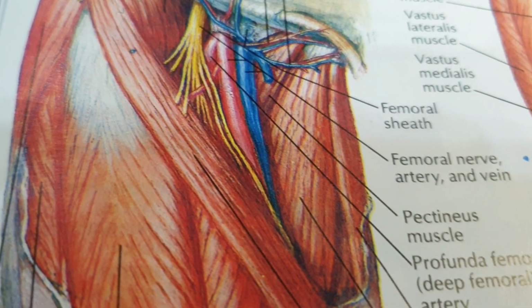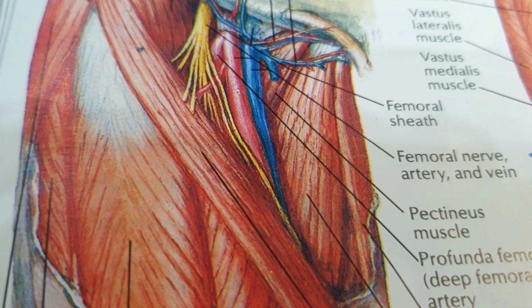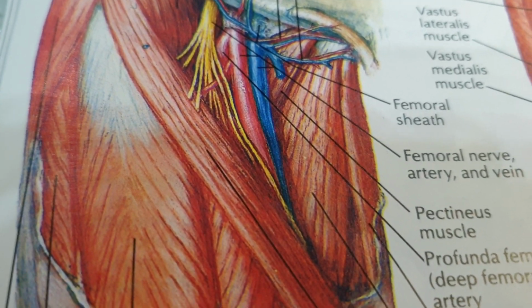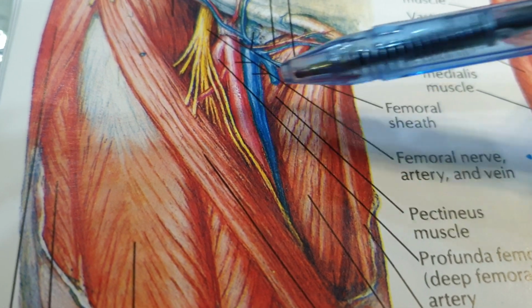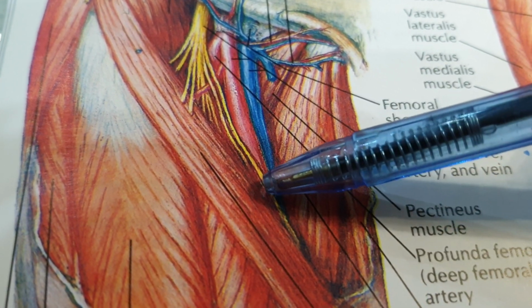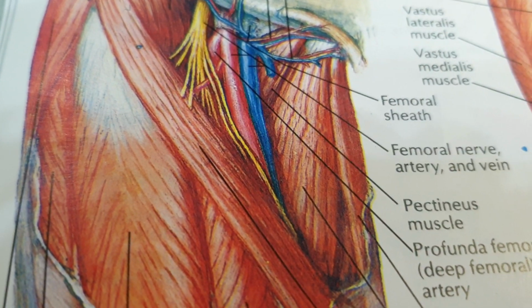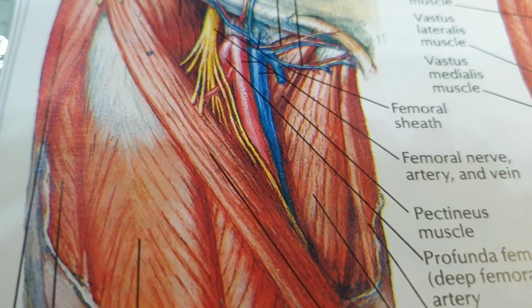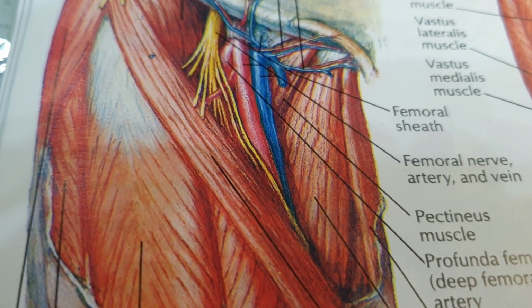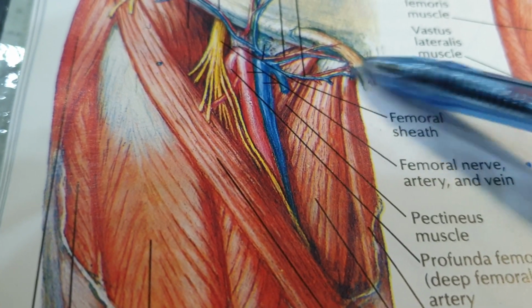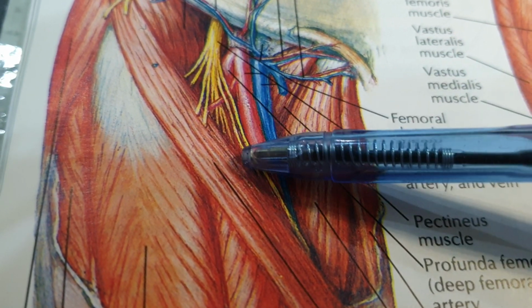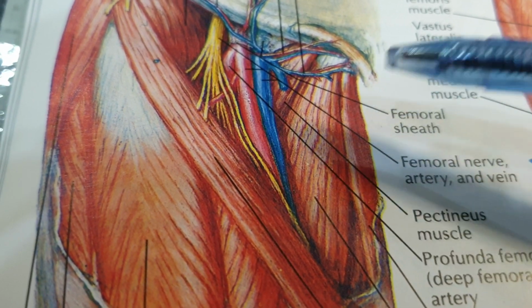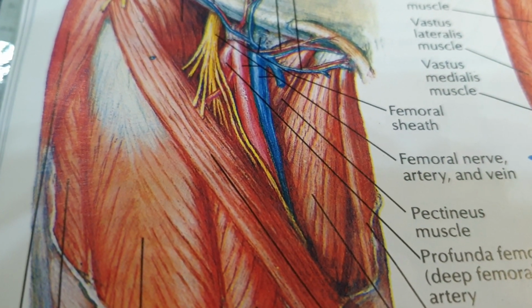So if we repeat the posterior relations of the femoral artery, first of all is the femoral sheath, then comes the psoas major muscle, then the pectineus, then the adductor longus, then near the apex will be the femoral vein. These were the relations of the femoral artery in the thigh. And you can also see on the lateral side of the femoral artery is the femoral nerve and its branches. So these are the relations of the femoral artery in the femoral triangle.